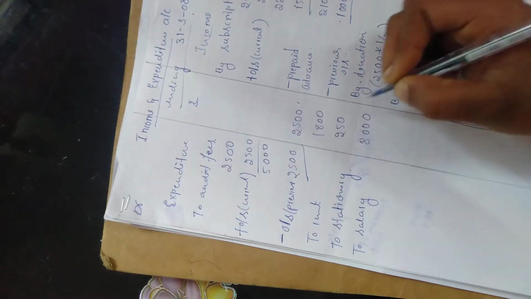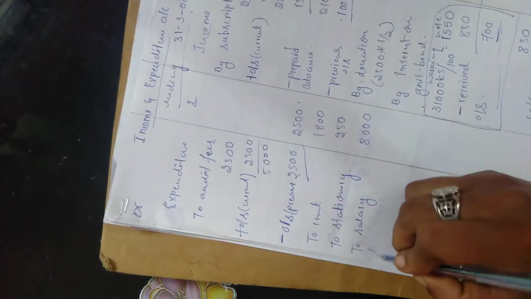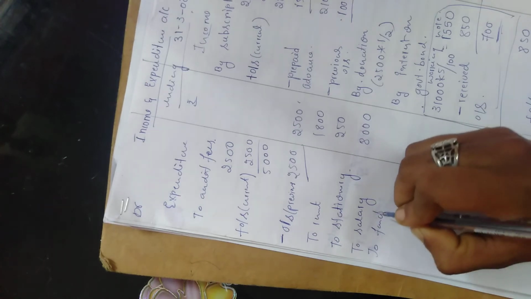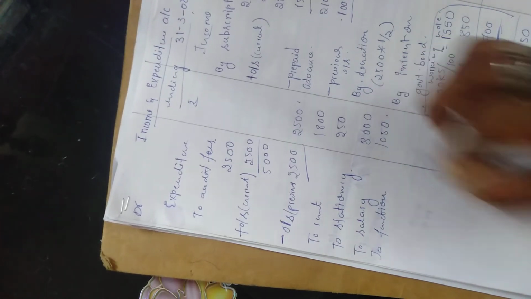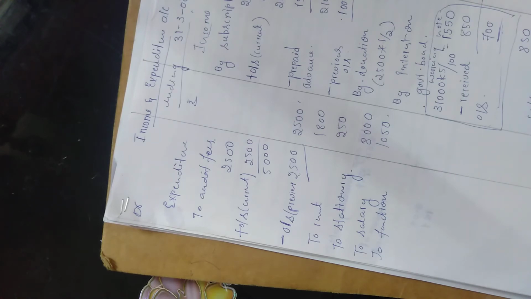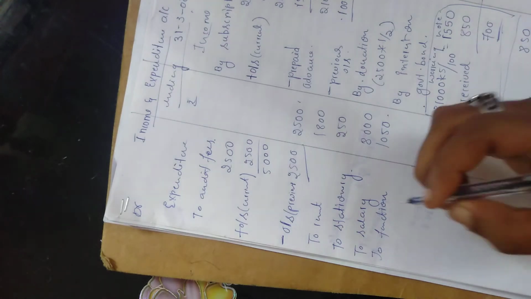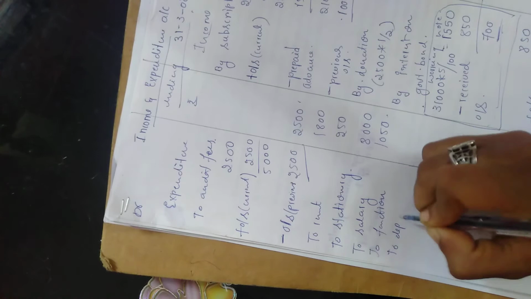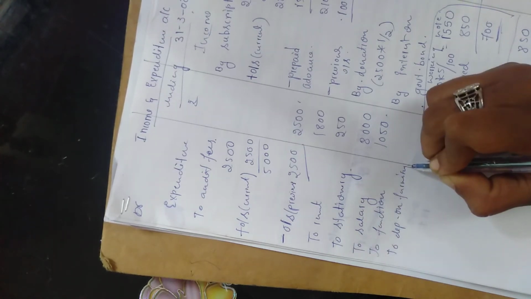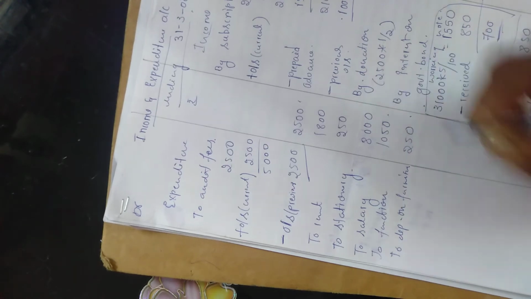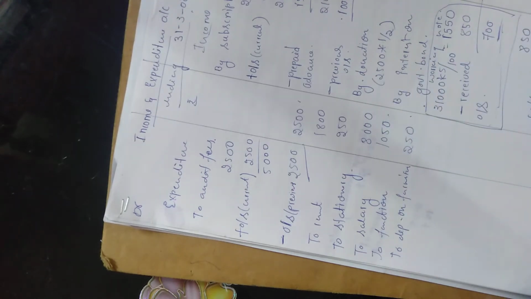8,000. Then to function amount 1,050. Then they have given the depreciation. So write down depreciation on furniture amounting to rupees 250. So now we need to calculate whether it is surplus or deficit.